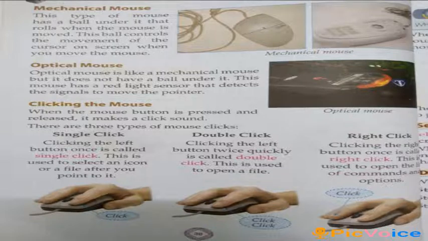Then clicking the mouse. When we click the left mouse button once, it is called single click, and when we click the left mouse button twice quickly, that is called a double click, and when we press the right button once, that is called right click.